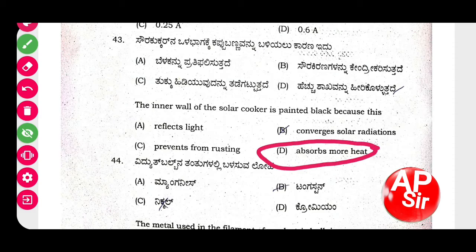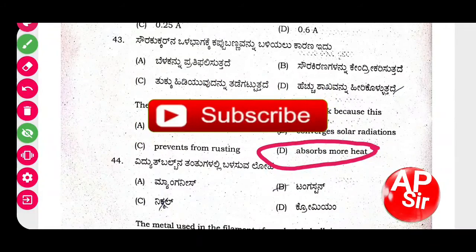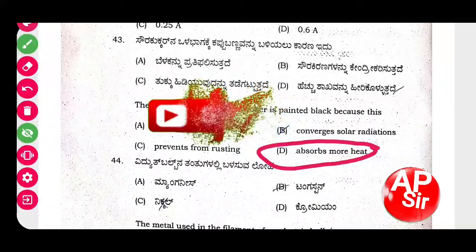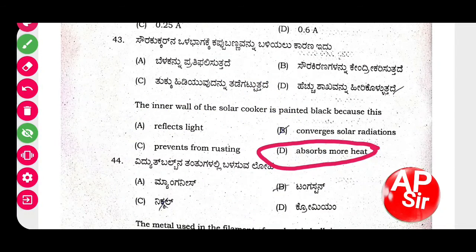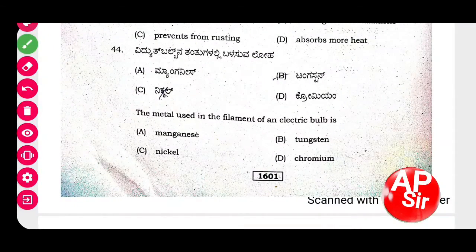Absorbs more heat. Basically, if you are wearing a black cloth or pant, it will get too much of the sun's rays and absorb the sun's heat, so we feel more heat compared to other colors. So option D is the right answer. Next we'll go to the next question. This I said in one of my videos: the metal used in the filament of an electric bulb.